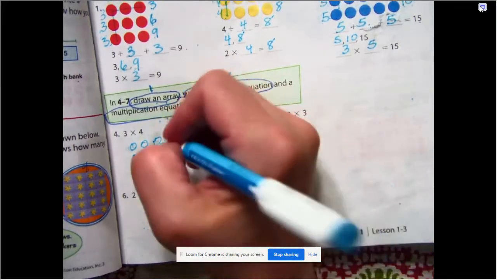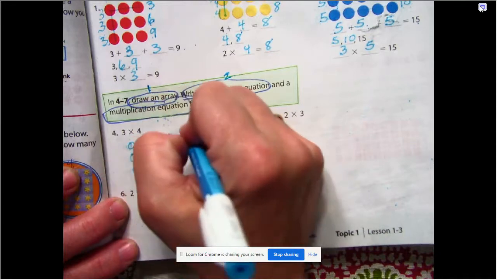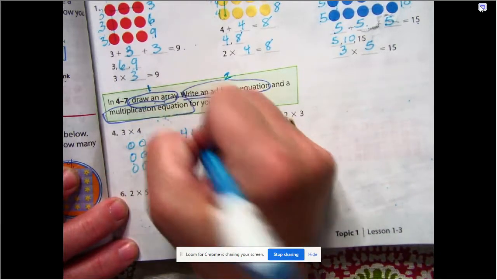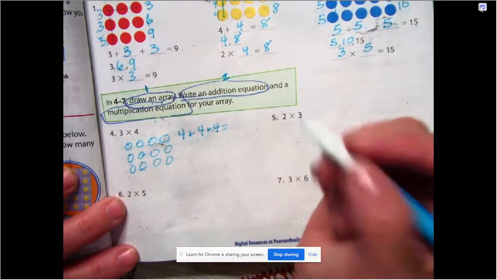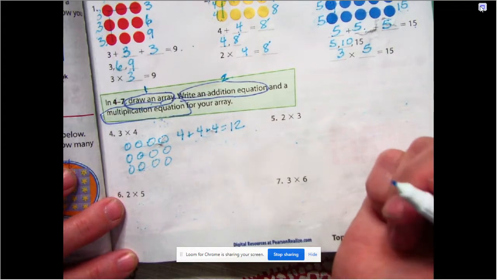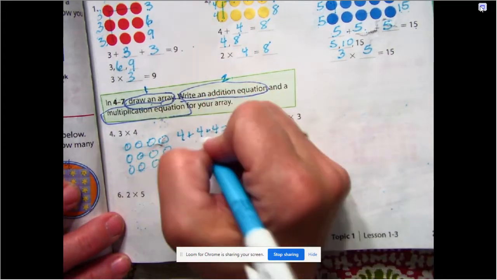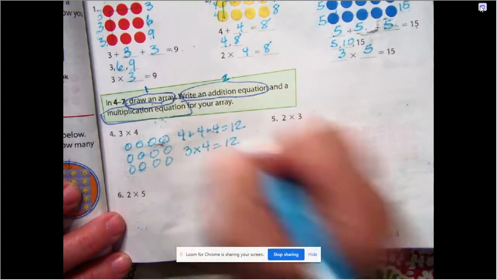Okay, so if we're going to add them, we have 4 for that row, plus 4 for that row, plus 4 for that row. So 4 plus 4 is 8, plus 4 more is 12. And that means we have how many 4s? 1, 2, 3. 3 groups of 4 equals 12.